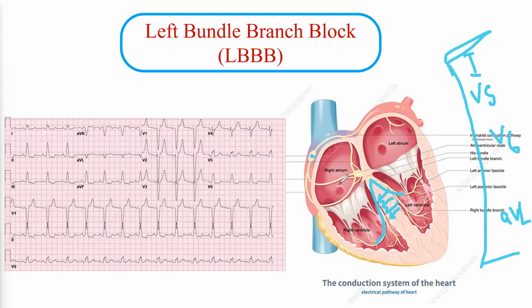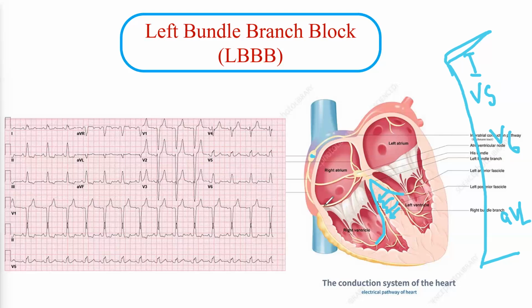And we remember the concept now. If the electricity is moving toward a lead, it will give me a positive impulse on the EKG. But if the electricity is traveling away from the lead, it will give me a negative wave like this one. So just to remember, we have lead 1, AVL, V5, V6. These are the lateral leads.